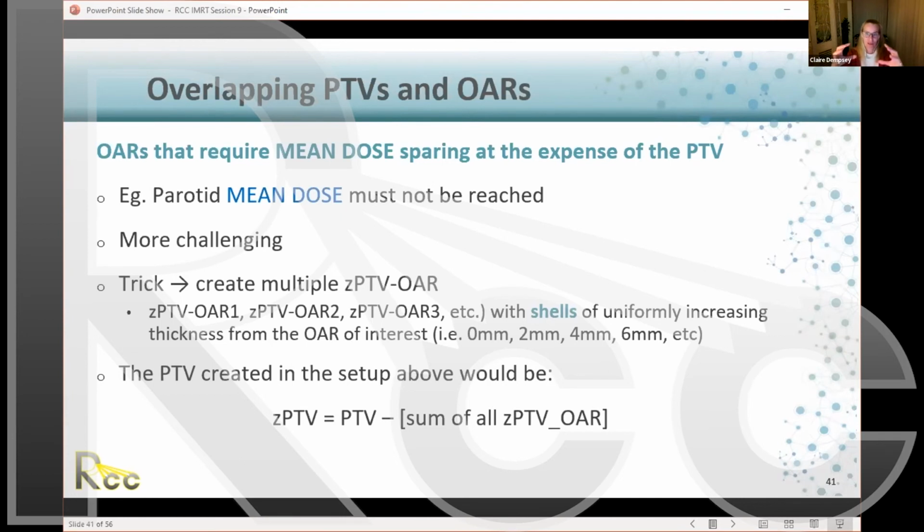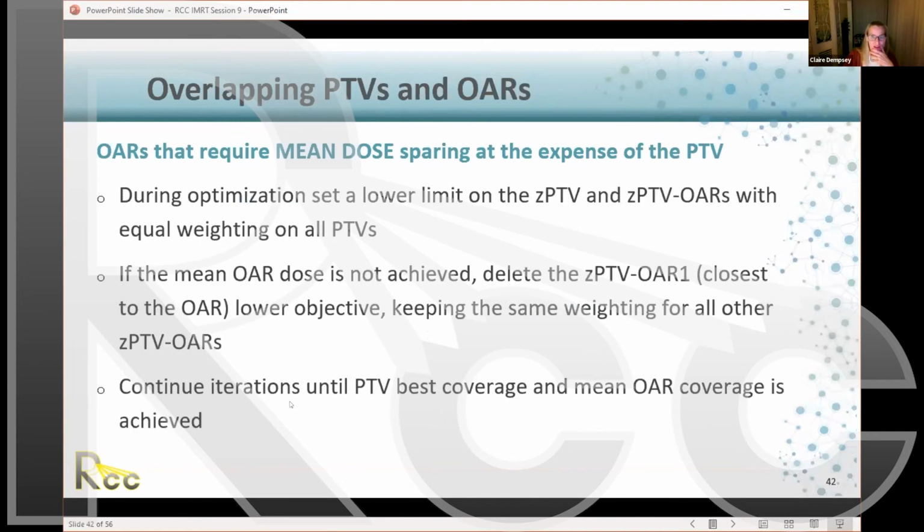So we create shells of increasing thickness from the organ at risk. So you'd have a shell with 0, and then 2, 4, 6, as many shells as you thought were necessary. And then you would end up with a ZPTV, which was your original PTV minus the sum of all these shells that you've added into your plan. And then what you do is during optimization, you set a lower limit on the ZPTV and the ZPTV minus organs at risk, so all your shells, with an equal weighting on all of them.